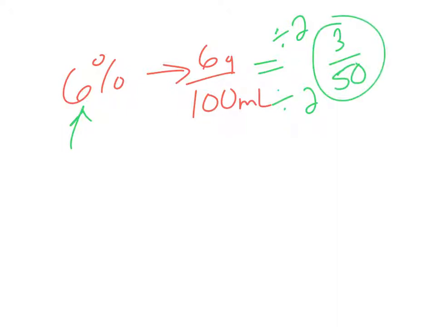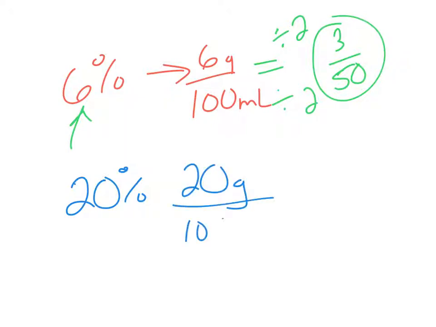If I gave you let's say a 20% solution, then that means, as far as our relationship right now, that we have 20 grams to every 100 milliliters. But again, because 20 and 100 can be simplified, I can divide those both by 5.